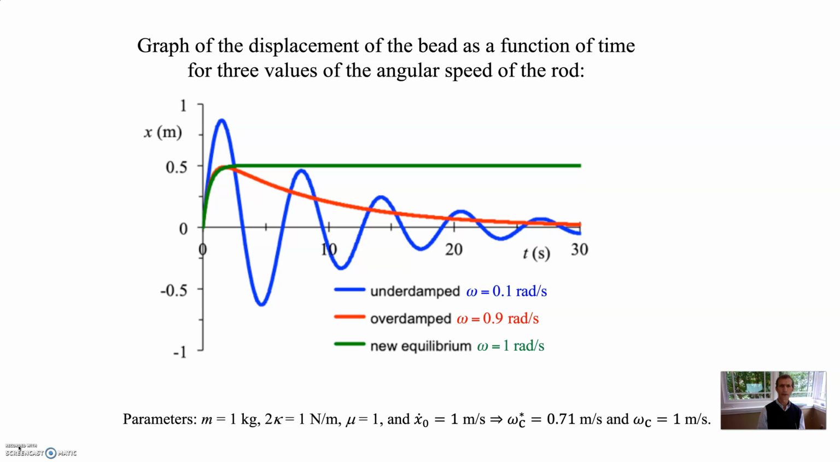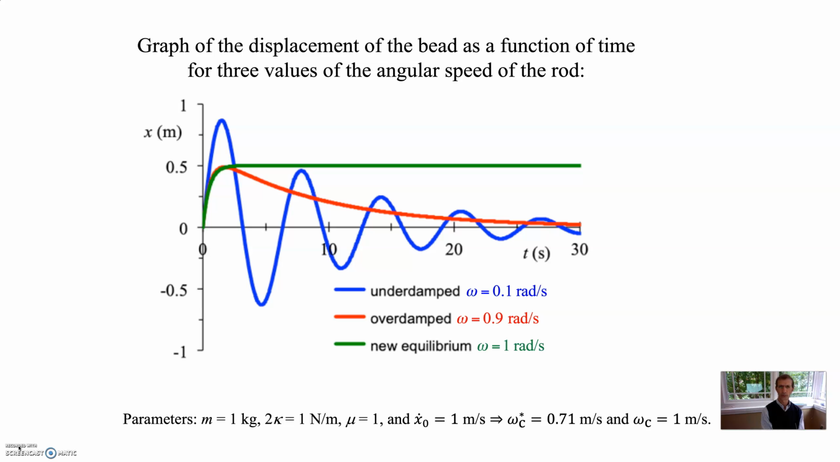So here's a graph of the displacement of the bead for 3 different values of the angular speed. I've chosen all the parameters for simplicity to be 1. The mass is 1 kilogram. Twice the spring constant is 1 Newton per meter. The frictional coefficient is 1. The initial velocity in the radial direction is 1 meter per second. That means that the critical angular speed omega sub c star is 1 over root 2, and that the crossover angular speed is 1.